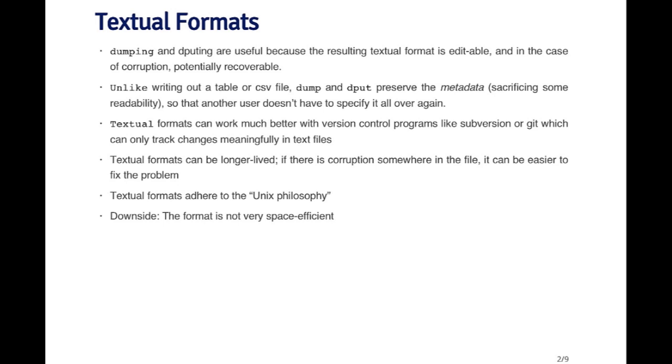Textual formats can also work better if you're using a version control program like Subversion or Git, where you're tracking changes between documents. Those programs tend to be much more useful with textual data rather than binary data, so that you can track changes meaningfully. Textual formats adhere to the general Unix philosophy, which is to store all kinds of data in text. But the one downside with textual formats is they tend not to be very space efficient. They take up a lot of space, and so often need to be compressed.